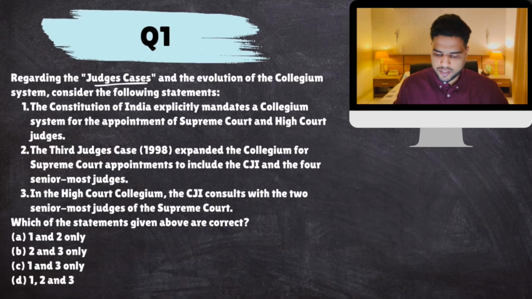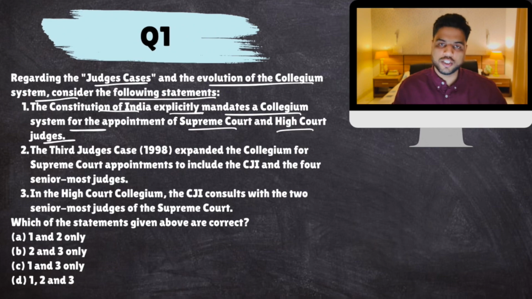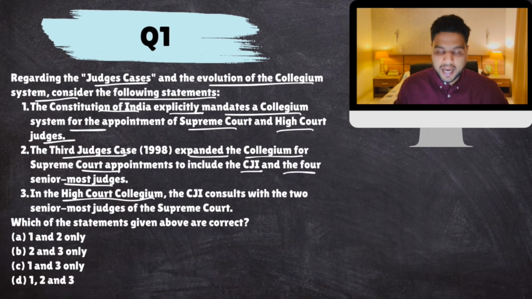Regarding judges' cases and the evolution of collegium system, consider the following statements. The Constitution of India explicitly mandates a collegium system for the appointment of Supreme Court and High Court judges. The third judges' case expanded the collegium for Supreme Court appointments to include the Chief Justice of India and the 4 senior-most judges. In the High Court collegium, the CJI consults with 2 senior-most judges of Supreme Court.